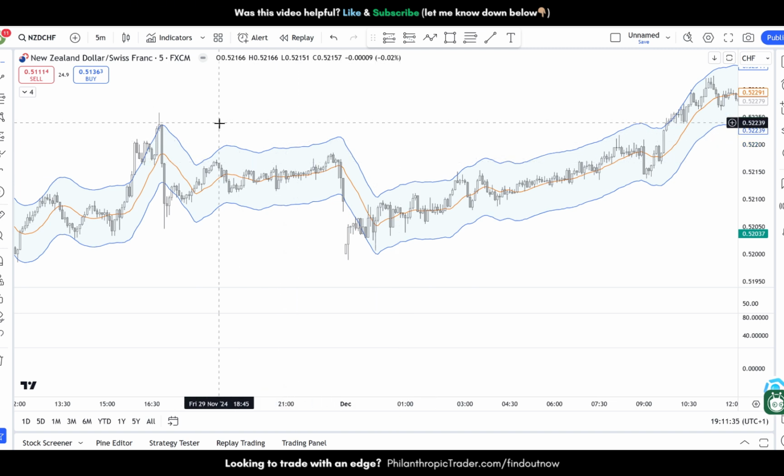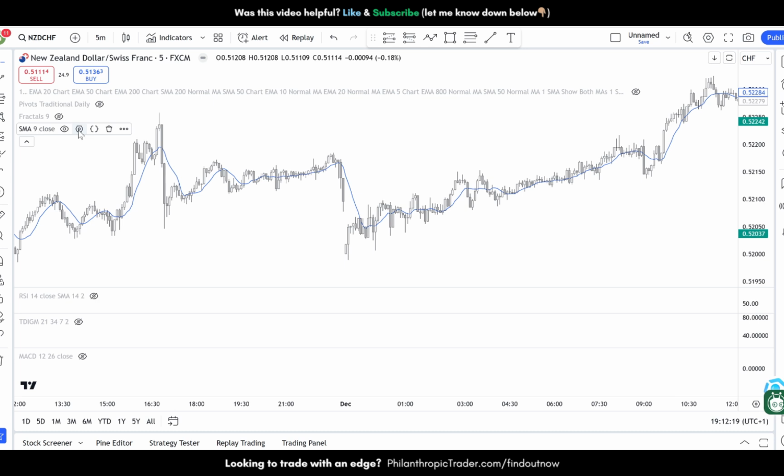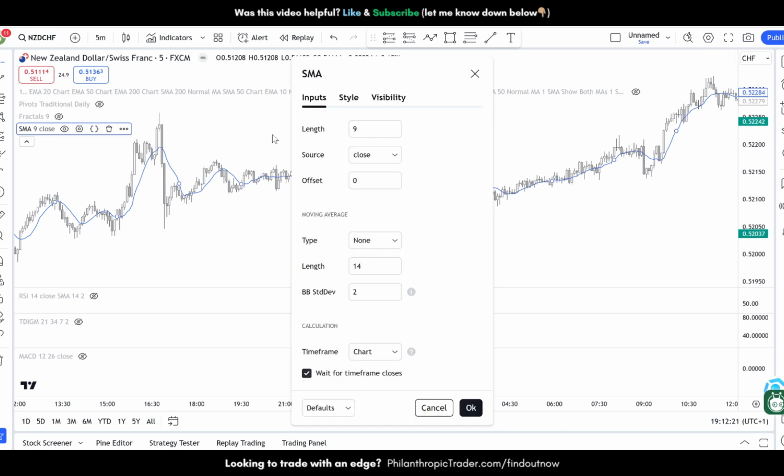All right, we go to the next indicator. This indicator is personally one of my favorites. It's the moving average, and let me grab this one. I believe most institutions and hedge funds use the simple. You can also use the exponential. Personally, I use the exponential moving average.